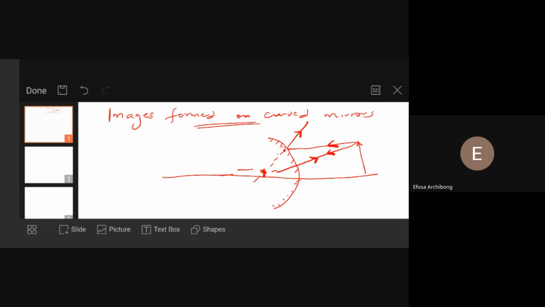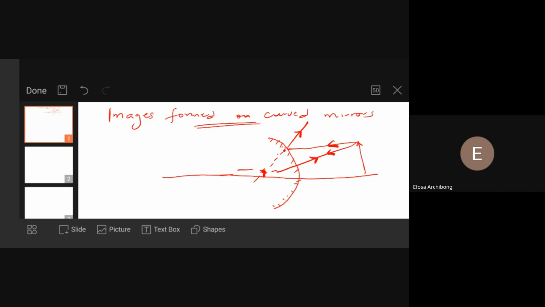Every image that is formed in a diverging mirror, which is called a convex mirror, is usually formed behind the mirror. It is a virtual image because it cannot be caught on a screen. It always stands erect, just like the original object, and it looks smaller or diminished. So it doesn't matter the position where the object is. It doesn't matter the position, the distance.